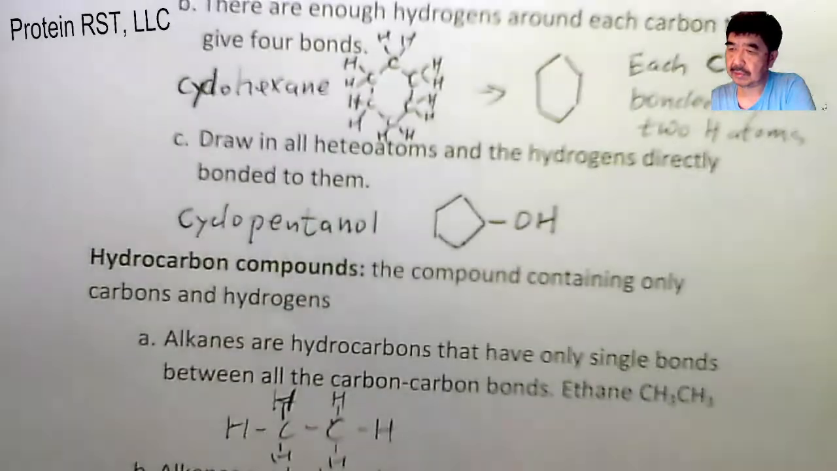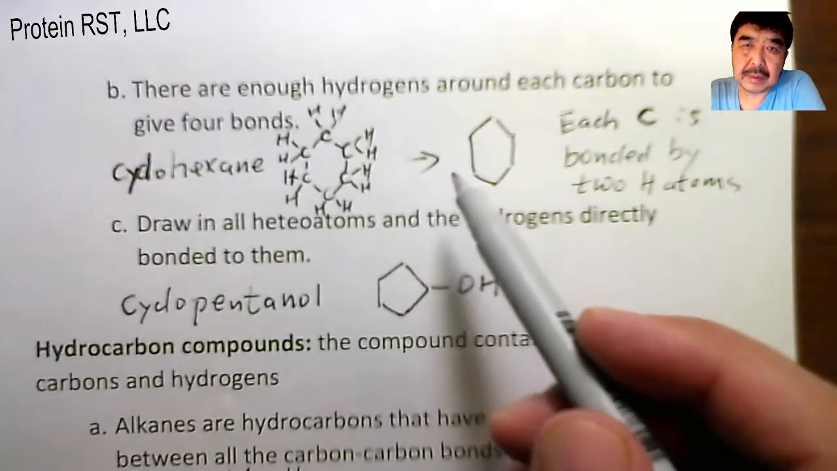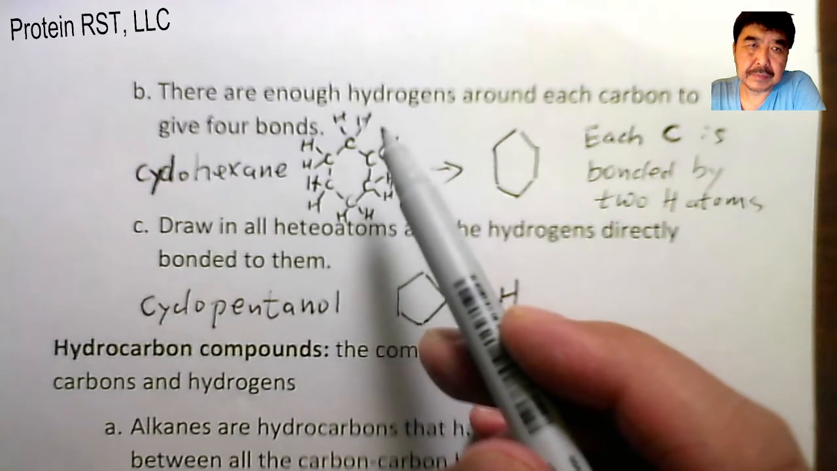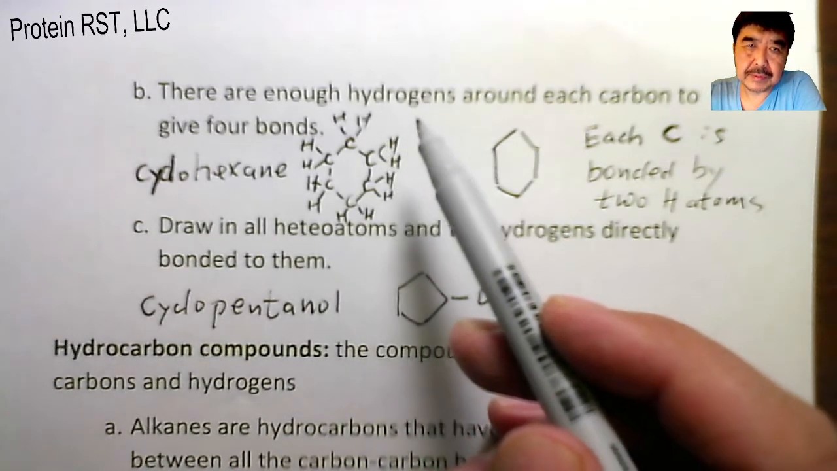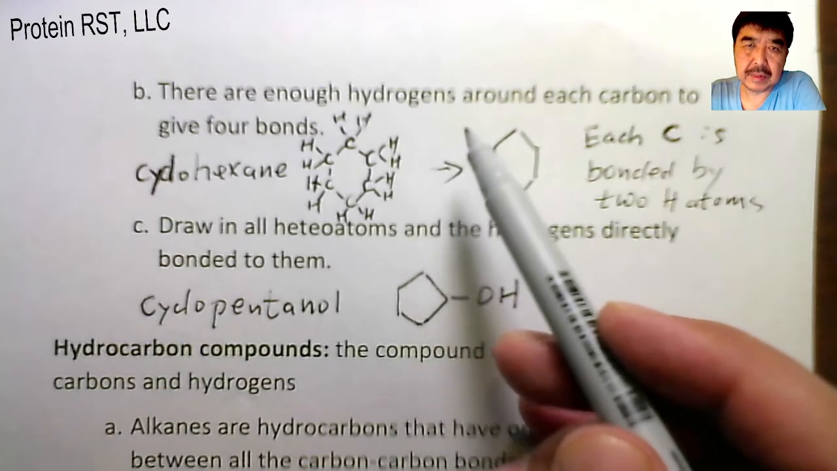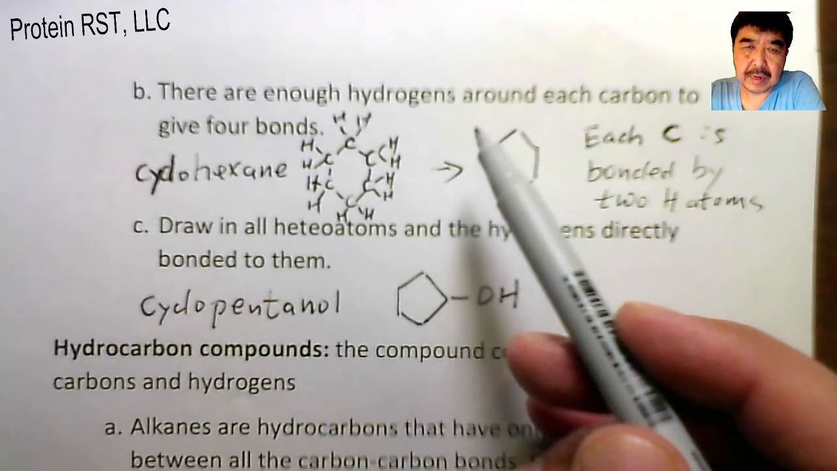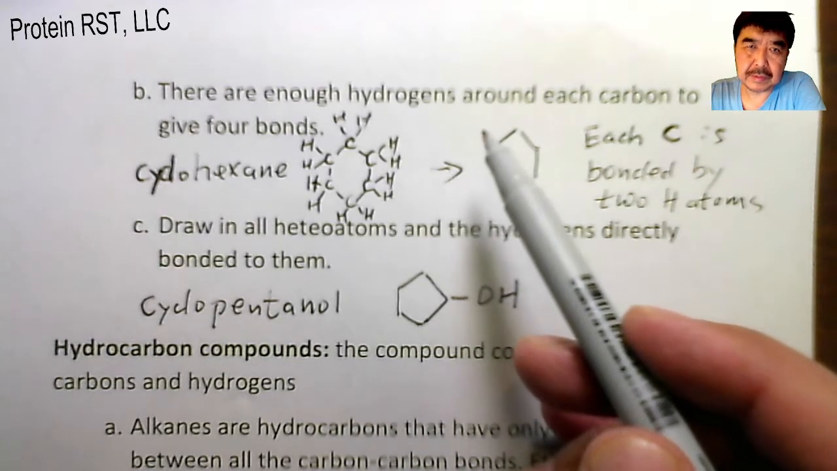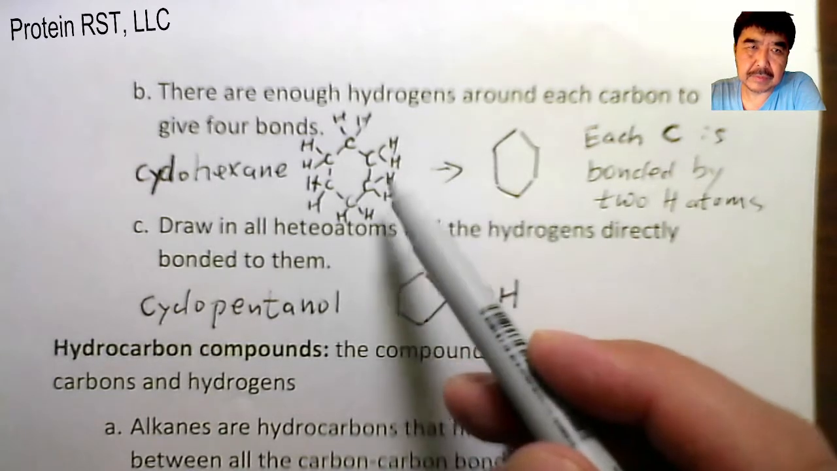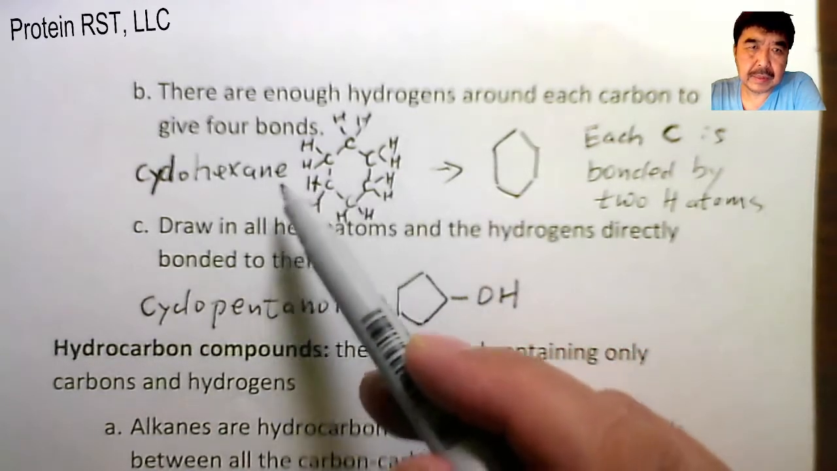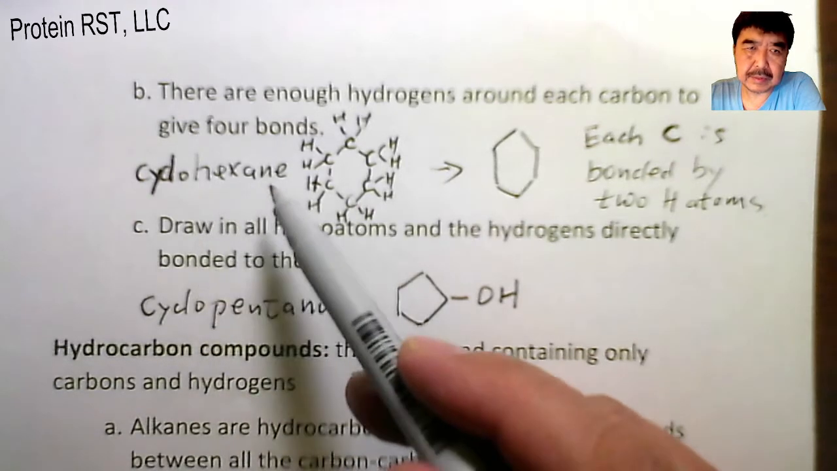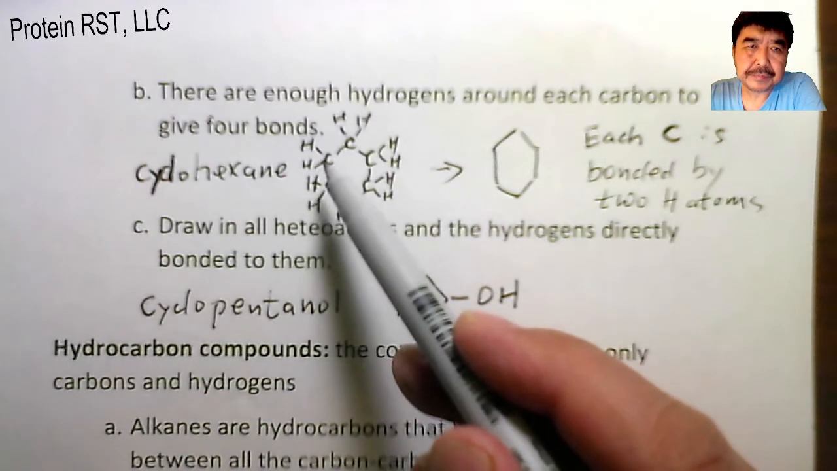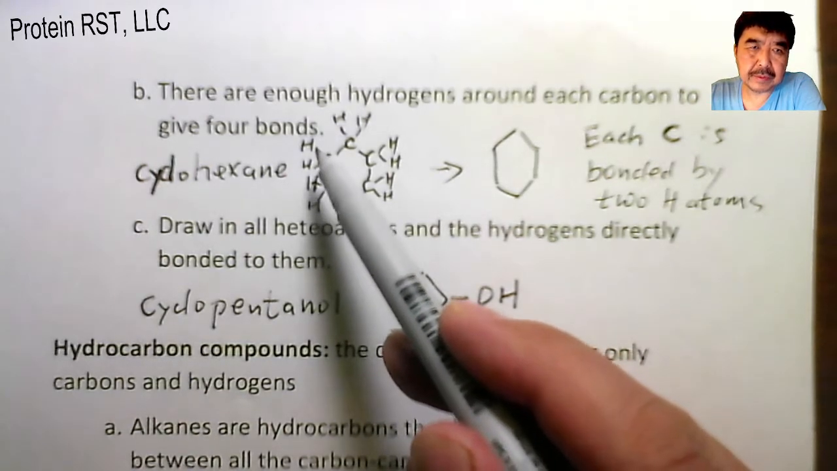The second rule for drawing a skeletal structure is we have to assume the hydrogen atoms bonded to the carbon. Although we don't draw hydrogen and the bonds to hydrogen, we can assume them. The example is here. This molecule is called cyclohexane, and you can see 6 carbons. Each carbon has 2 covalent bonds to hydrogens.